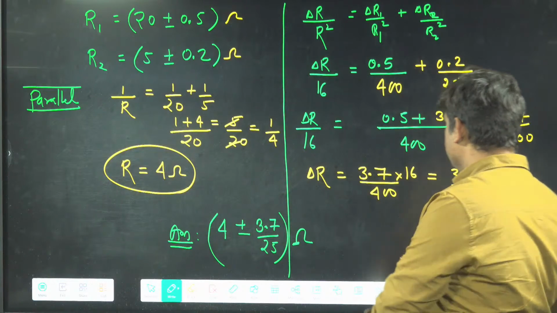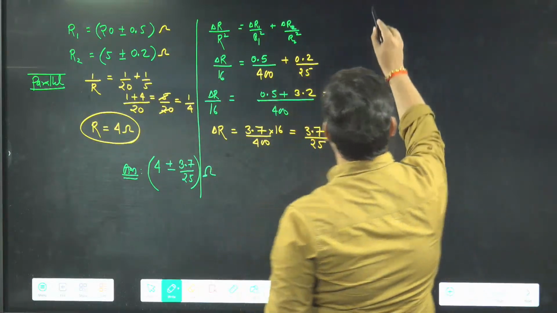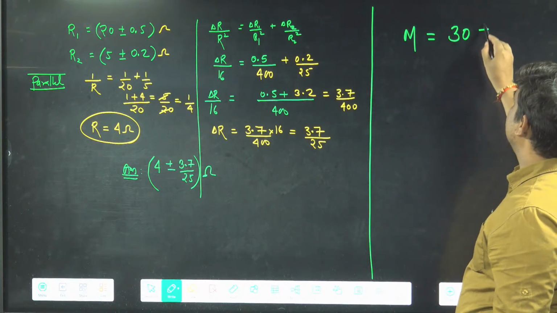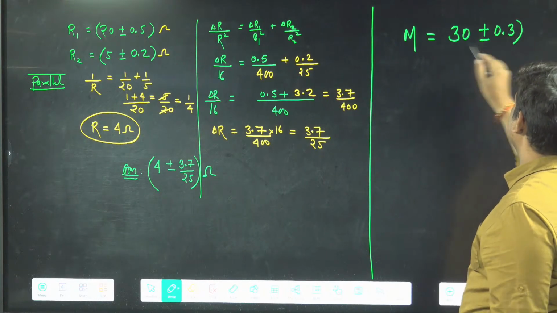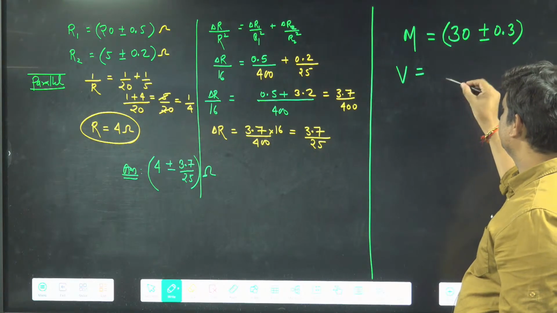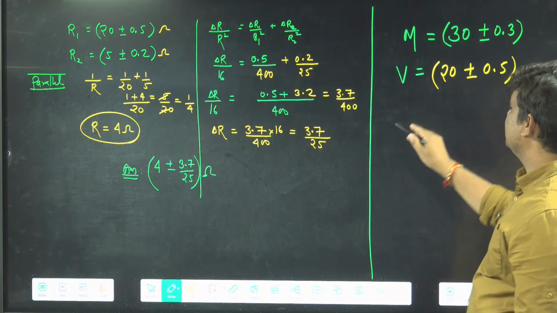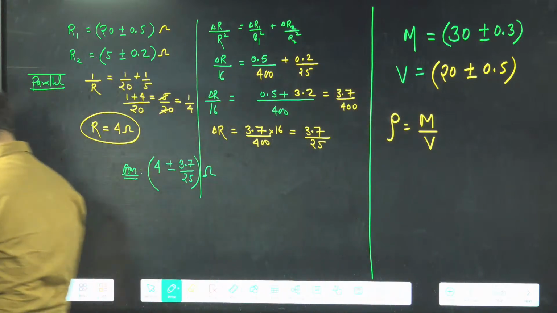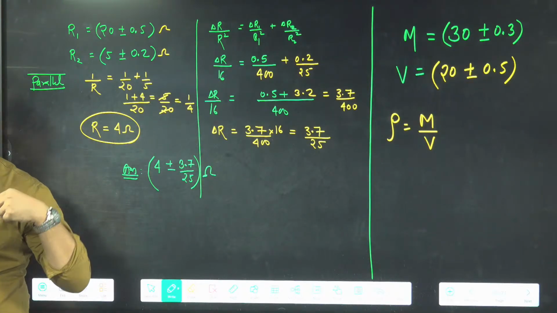So one question I'm going to give you here. You can tell me the answer now also. Meanwhile, I'm writing. Mass equal to 30 plus minus 0.3 and volume equal to, suppose, 20 plus minus 0.5. What is the density? Density you have to find. Density is mass by volume. The magnitude of the answer you can easily tell, but I need the error. What is the error?